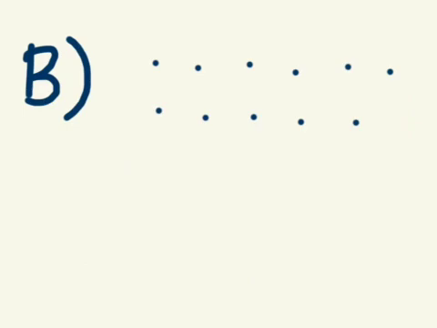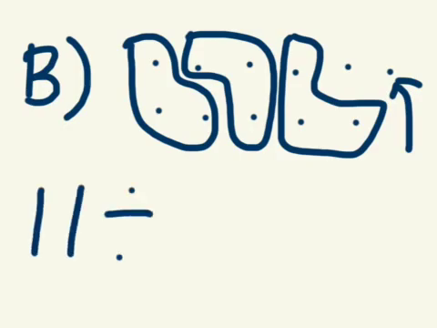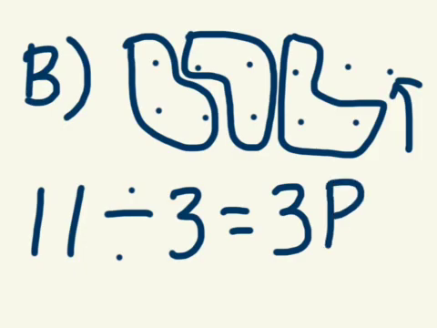For our next question, we have 11 counters and we want to put them into groups of 3. So that'll look something like this. And you can see that once again, we have a remainder of 2. So our answer to 11 divided by 3 is that we have 3 groups with 2 left over, 2 remainder.